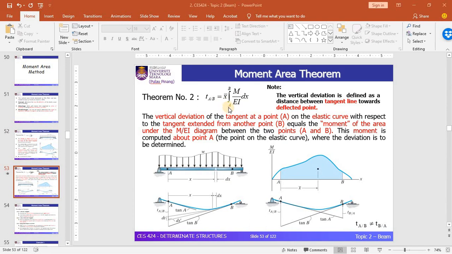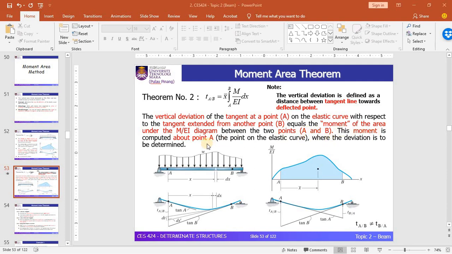So to understand these equations, we need to refer to this diagram. Let's look at the definition of the second theorem. The vertical deviation of a tangent at a point A on the elastic curve with respect to the tangent extended from another point B equals the moment of the area under the M/EI diagram between the two points, which is referred to point A and point B.